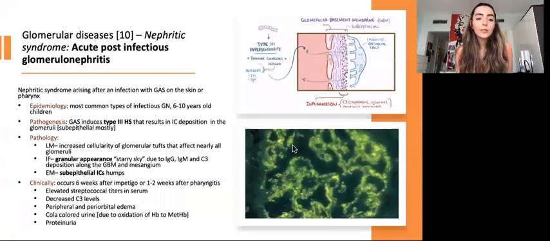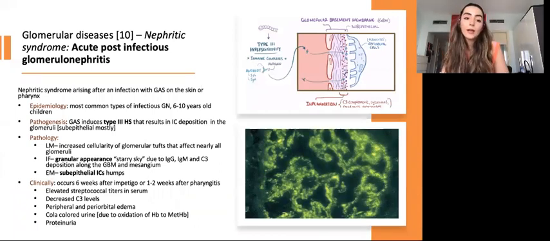So the first nephritic syndrome we're going to talk about is acute post-infectious glomerulonephritis. This is a nephritic syndrome that arises after an infection with group A strep on the skin or on the pharynx. It's the most common type of infectious glomerulonephritis and occurs in children 6 to 10 years old.